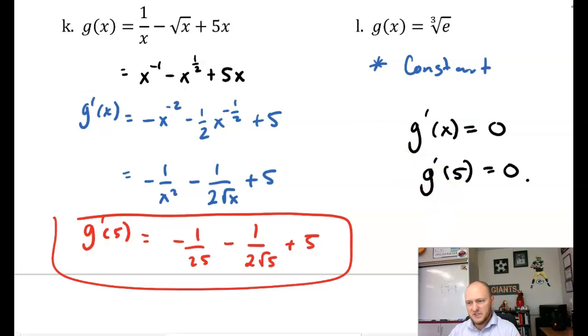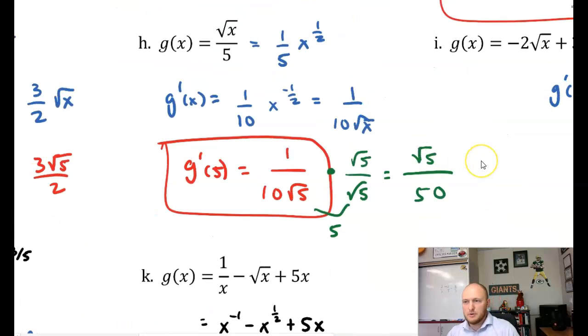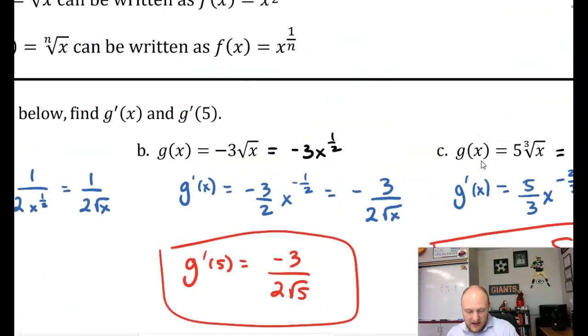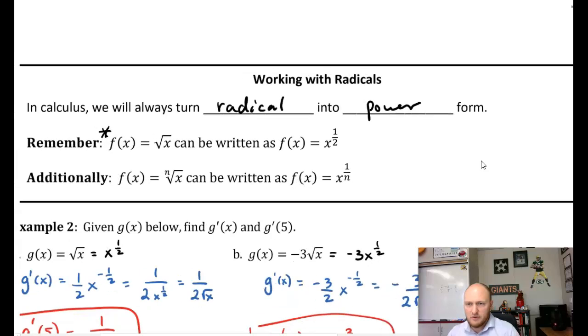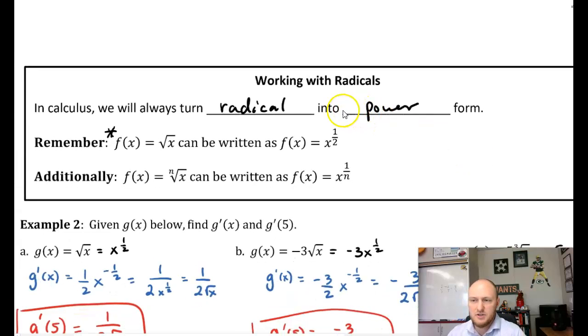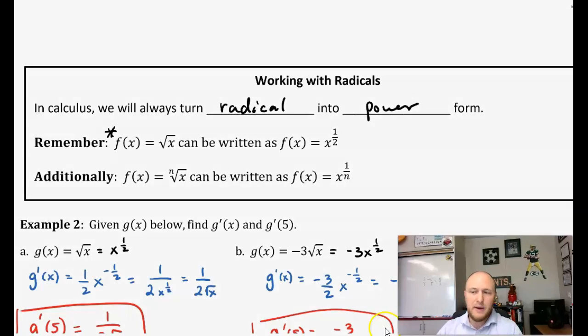That's it. Okay, in order to summarize this video, whenever you have a radical, you're going to turn it into a power form. Take that square root of x and turn it into a power 1/2. Take the cubic root of x, turn it into a power of 1/3. And then you're just going to go ahead and use the power rule.